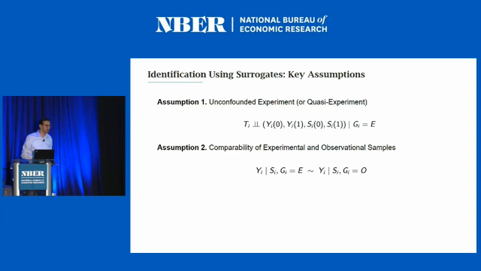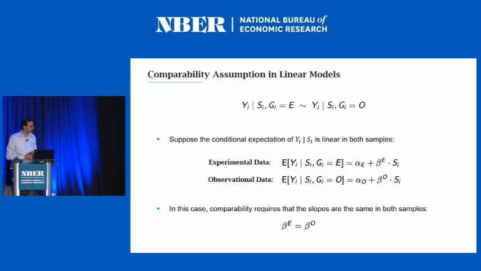The second assumption is a comparability assumption. So if you think about it intuitively, we are going to take a relationship estimated in the observational data and transport it over to the experimental data. In order to be able to do that, there's got to be some connection between those two data sets. In particular, the conditional distribution of Y given S, the long-term outcome given the short-term outcome in the experimental sample, has to be the same as that in the observational sample. Now, I find it useful to think about these assumptions in the context of linear models, where it's very clear what's going on.